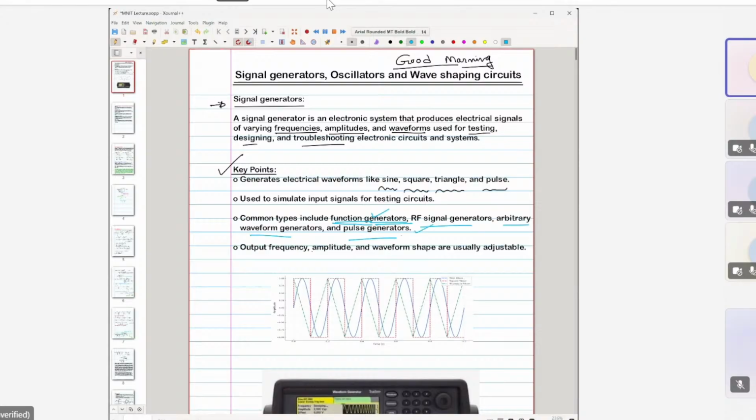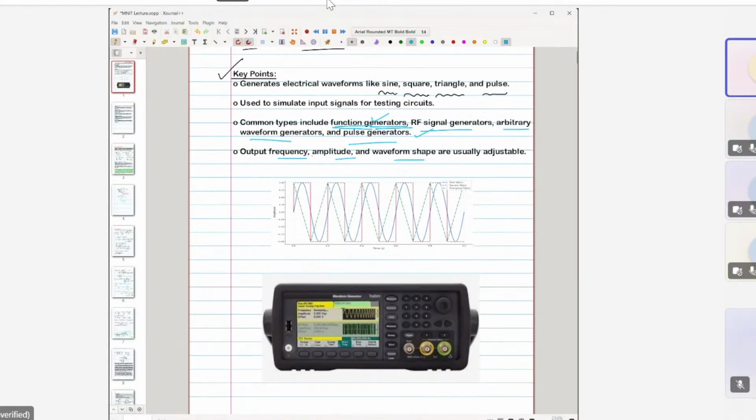As I already mentioned, the output frequency, amplitude and waveform are usually adjustable. You can vary them. For example, this is a typical signal generator. Here there is a knob called waveform. By pressing this knob, you can choose between different waveforms.